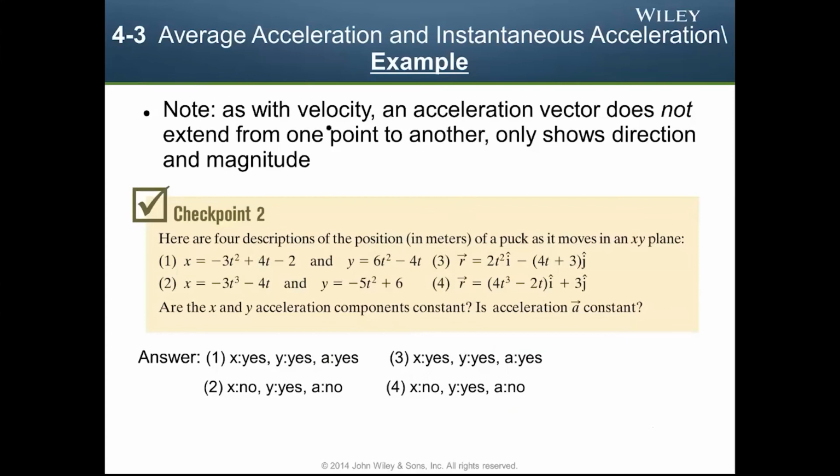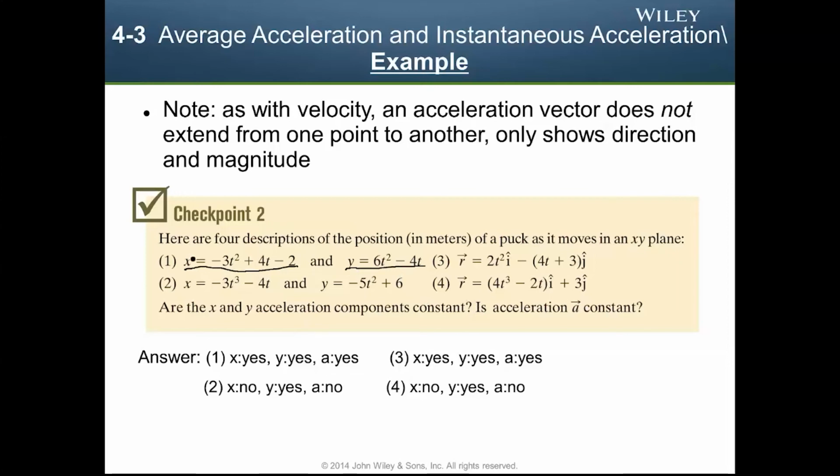Again, they're saying that, as with the velocity, the acceleration vector does not extend from one point to another, it only shows the direction and the magnitude. So don't look at 2 points and then take that as the acceleration. It's not necessarily true. So here's another checkpoint. Here are 4 descriptions of the positions in meters of a puck as it moves in the XY plane. So this has been reduced down to a math equation. We're just doing math on this. And it's asking, are the x, which is right here, and y, here, acceleration components constant? Is acceleration A constant, the vector A?